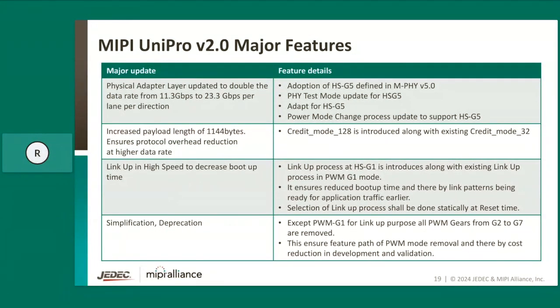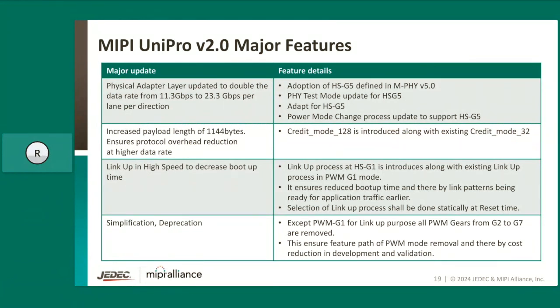On the link layer side, as I said, the new payload size is being introduced, which means a new credit mode. The feature is known as credit mode 128, along with the existing credit mode, which is also retained. And link up in high speed is introduced, just that the link startup procedure needs to be selected statically. Either it will be low speed or it will be high speed, and that decision needs to be made statically, and then it should make use of that mechanism of link up.